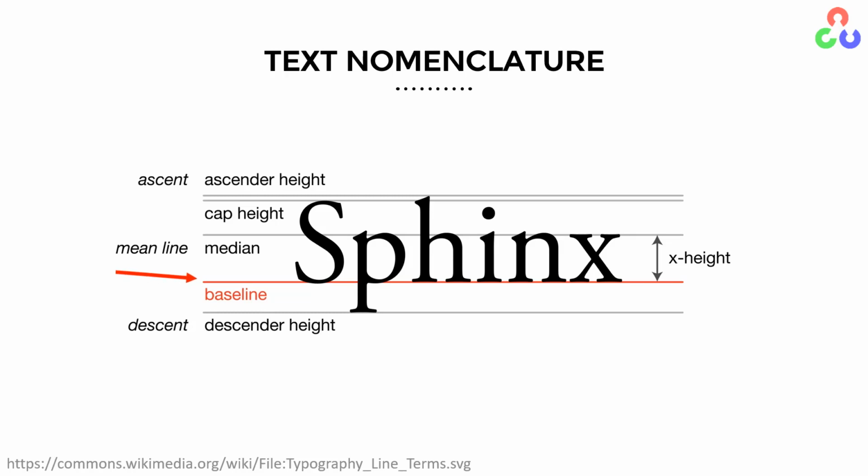Then we have the mean line, which is the top of the character. The distance between the mean line and the baseline is called the X height. And there are two other lines, like the accent line and the descent line, which are also important. But the more important lines are basically the baseline, the mean line, and the X height.